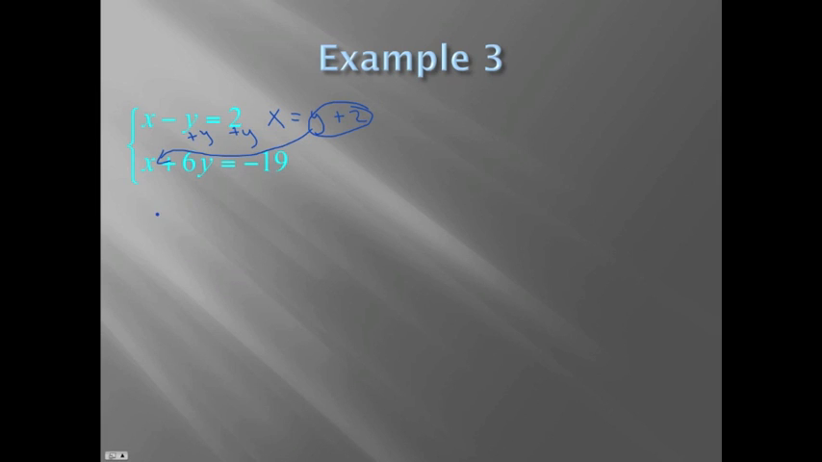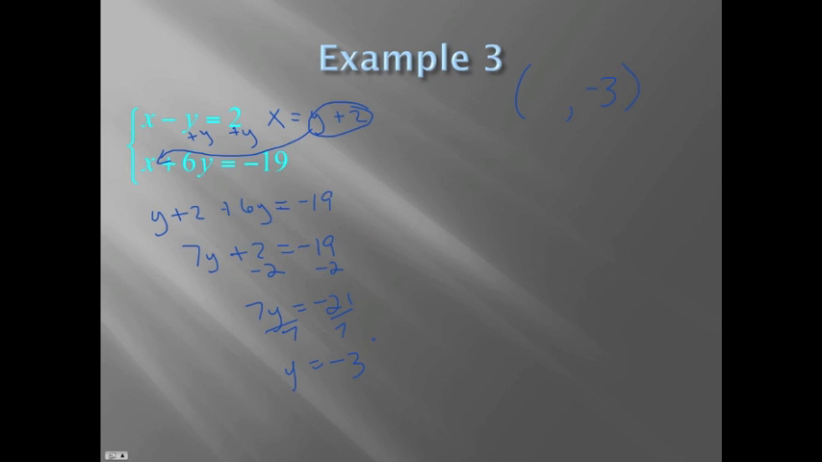This one's also kind of easy because when I plug it in for x, I'm going to have y plus 2. There's no distributing that needs to go on. Plus 6y equals negative 19. Okay, so that's 7y plus 2 equals negative 19. Subtract the 2, and I get 7y equals negative 21. Divide by 7, and y equals negative 3. Let's go up here.